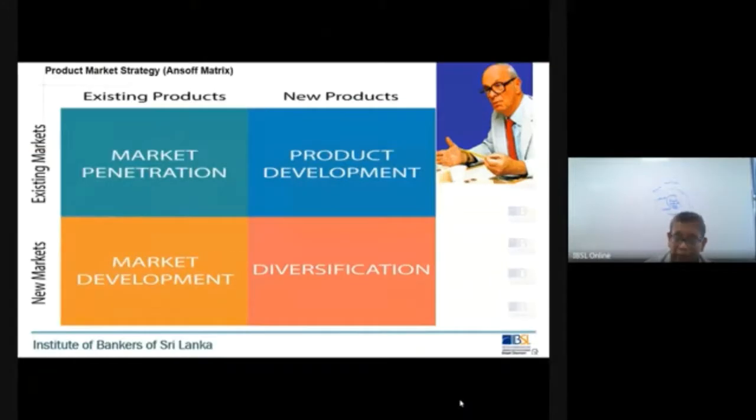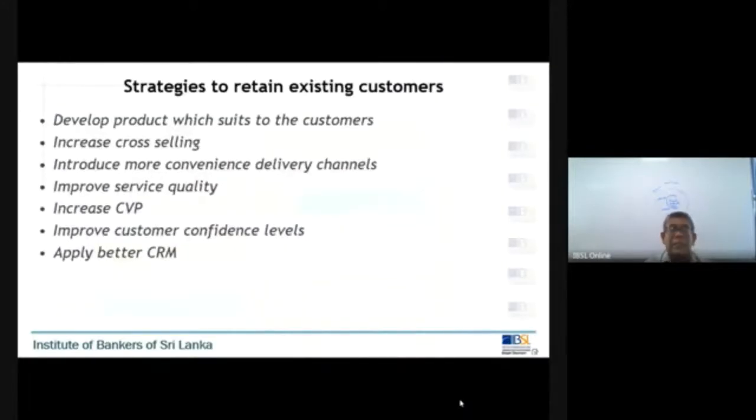Now we are moving to another one: strategies to retain your existing customers. Strategies to retain your existing customers. Now, you know, it's a very simple thing in banking and marketing. It is very difficult or very costly to get a new customer, right?